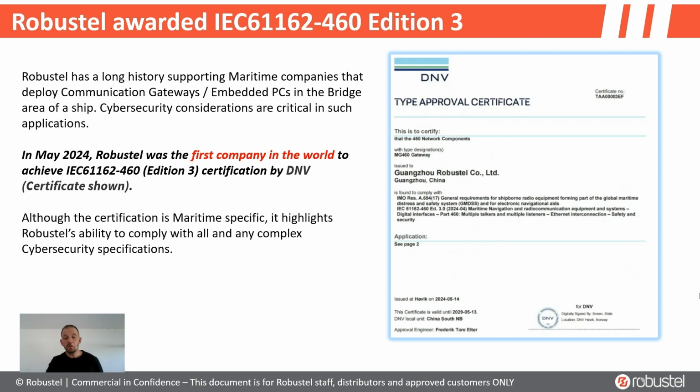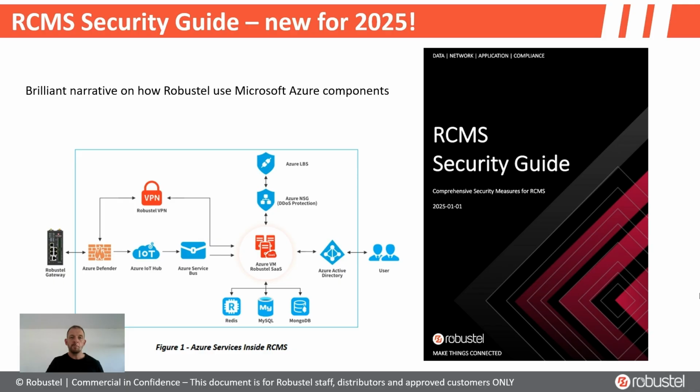A little bit of a curveball, but certainly a very good signpost. So Robustel were the first company in the world to achieve 61162 edition 3. This is very maritime specific, so unless you're in that world, you're probably not familiar, but it basically is around the scope of devices on the bridge of a ship, especially relating to critical systems, ECDIS systems for electronic charts, and the like. So, yeah, it was a great achievement. It's actually serving Robustel very well with its flagship MG460 product.